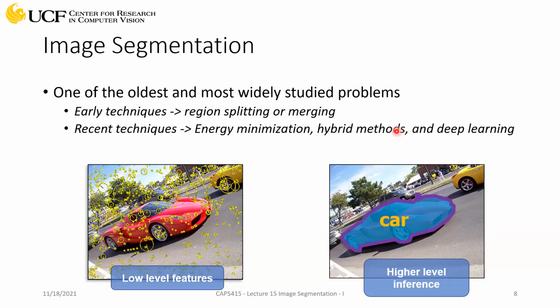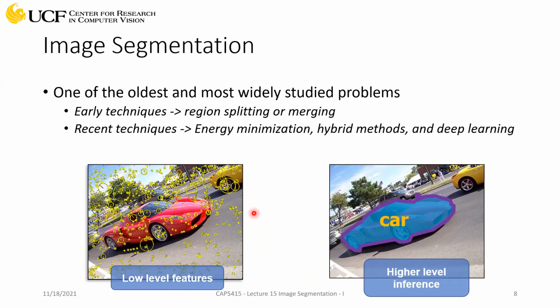So we will talk about region splitting and merging. We will talk about a very general architecture which can be used for segmentation at a high level. And we won't talk about energy minimization, but I think it's good to know that the optimization is also useful.